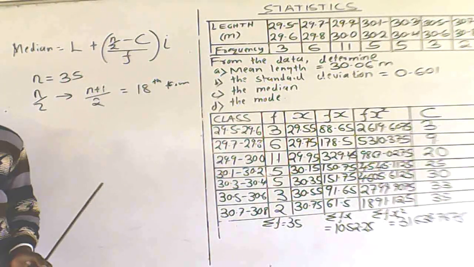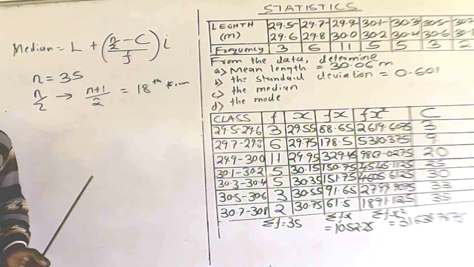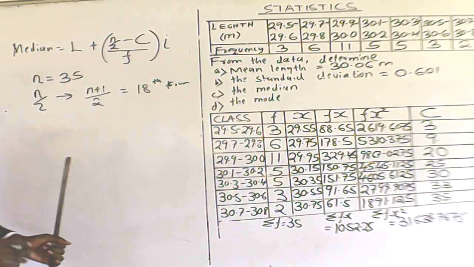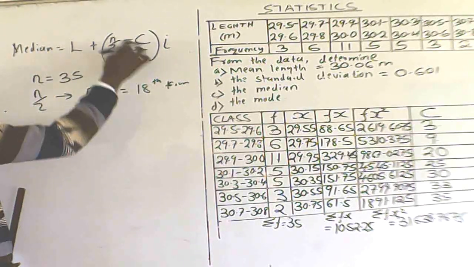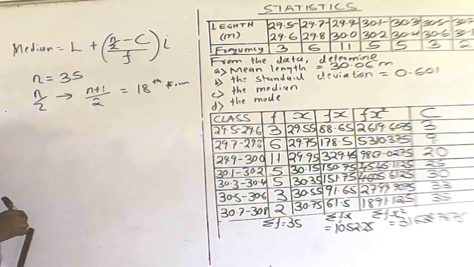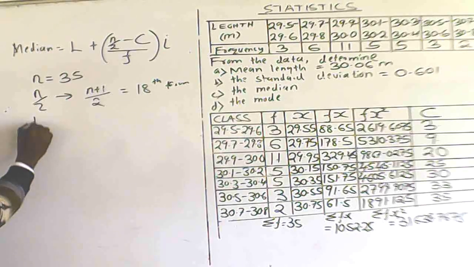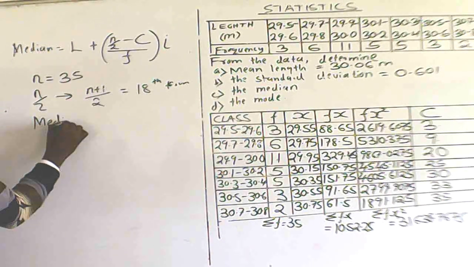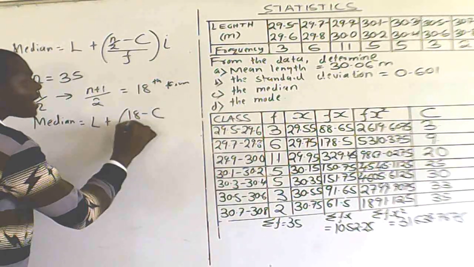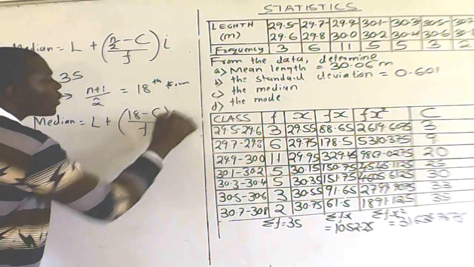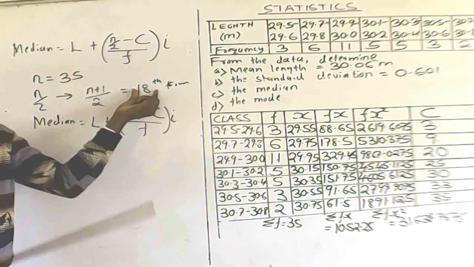Are you seeing that? Are we together? You've seen what has happened there. Now this is what you know. n over 2, which represents the median, where it is, you put 18. So you are going to have your median to be L plus 18 minus C over F into I, because n over 2 we found it to be 18.